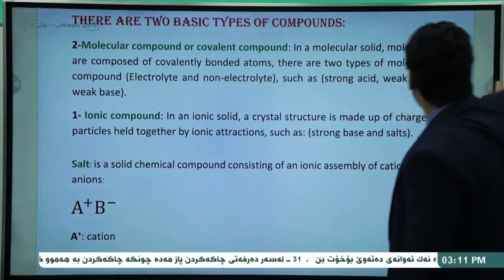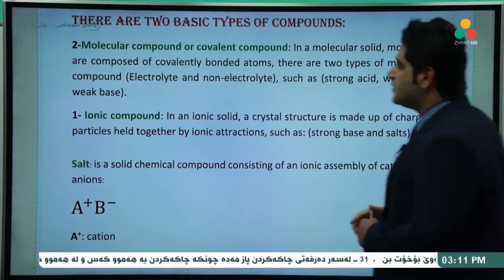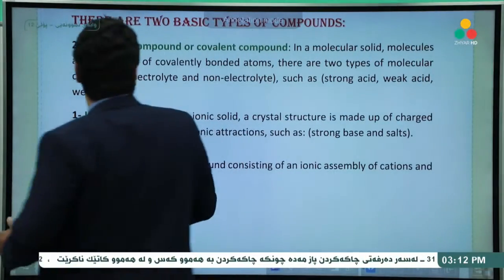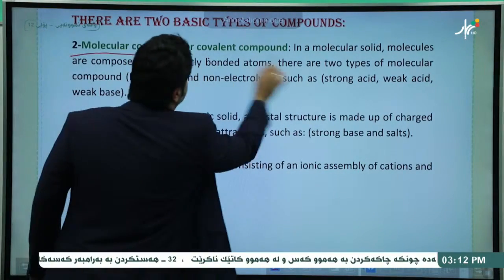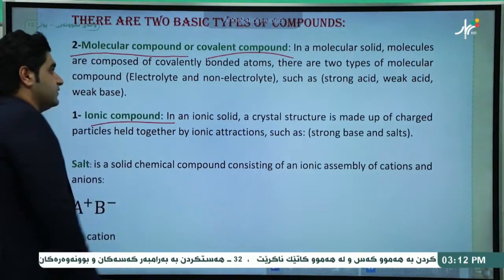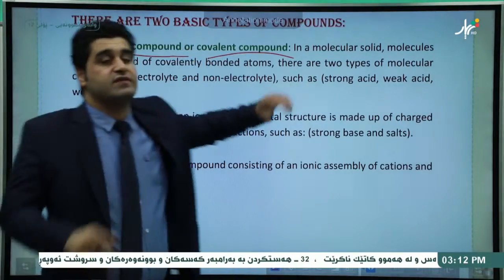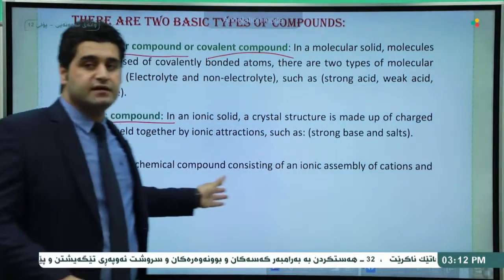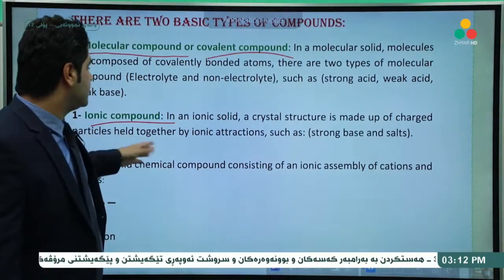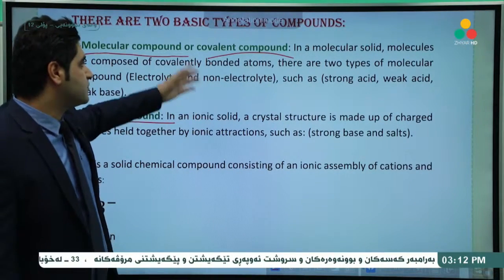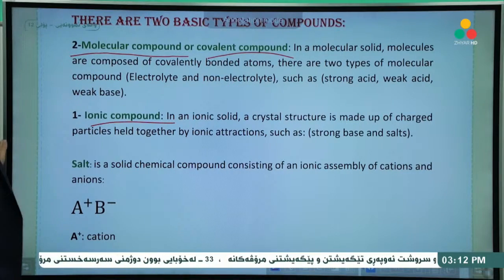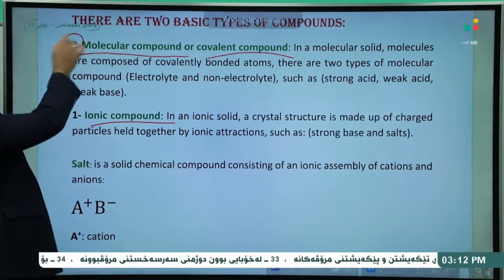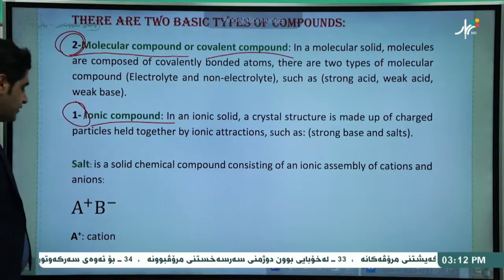There are two basic types of compounds, so it depends on the type of bonding in the compounds. There are two types of compounds: molecular compound or covalent compound, and ionic compound. In molecular compound, we have a covalent bond, but in ionic compound, we have the ionic bond. So the ionic bond is much stronger than a covalent bond.